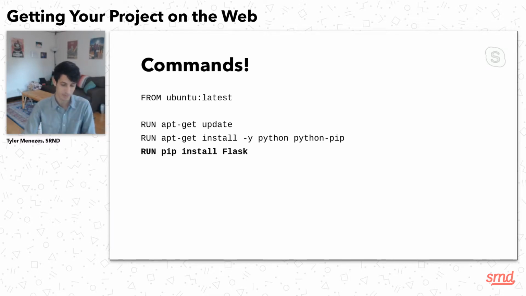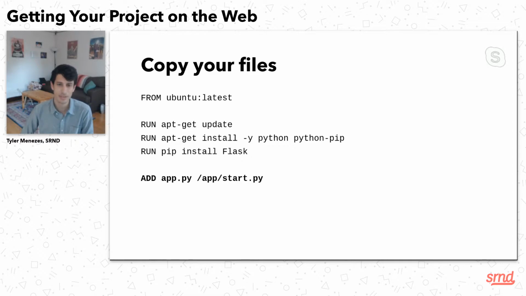Now, the next thing that we're going to do is copy our files in. And the way you do that in Docker, there's two different commands for it. They have very slight differences, but don't worry about exactly what they are for now. You can look them up later if you need them. But we're going to run add app.py, and then we're going to copy that into the /app/start.py folder.